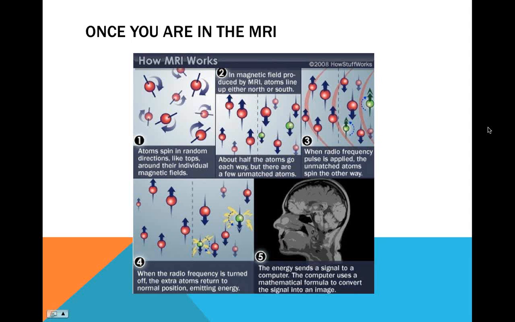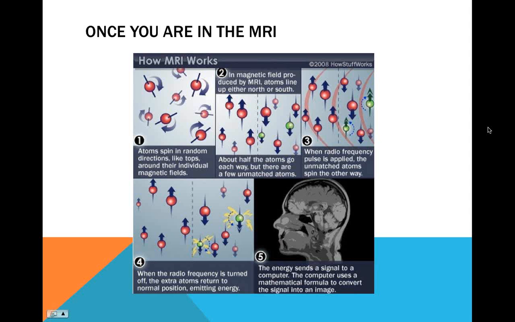So then a radio frequency is applied, and that radio frequency is what makes the sound in the MRI, which is a really intense and loud sound. And basically a pulse is applied with that radio frequency, and the unmatched atoms spin the other way. And then when the radio frequency is turned off, the extra atoms return to their normal position and emit energy.